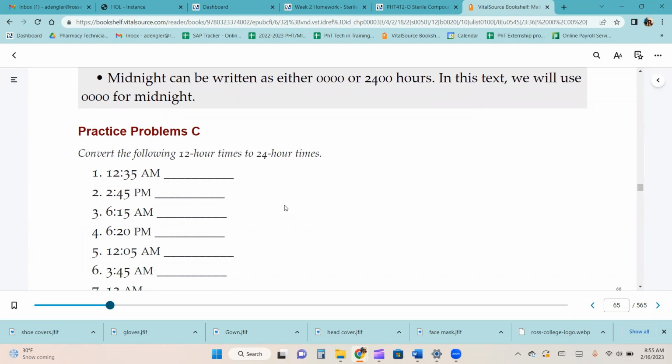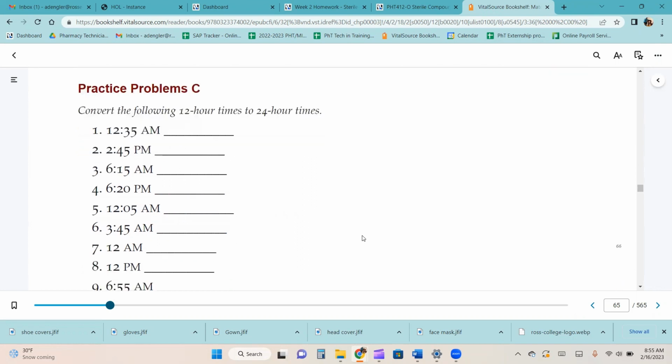So practice problem C, converting the following 12-hour time to 24-hour times.